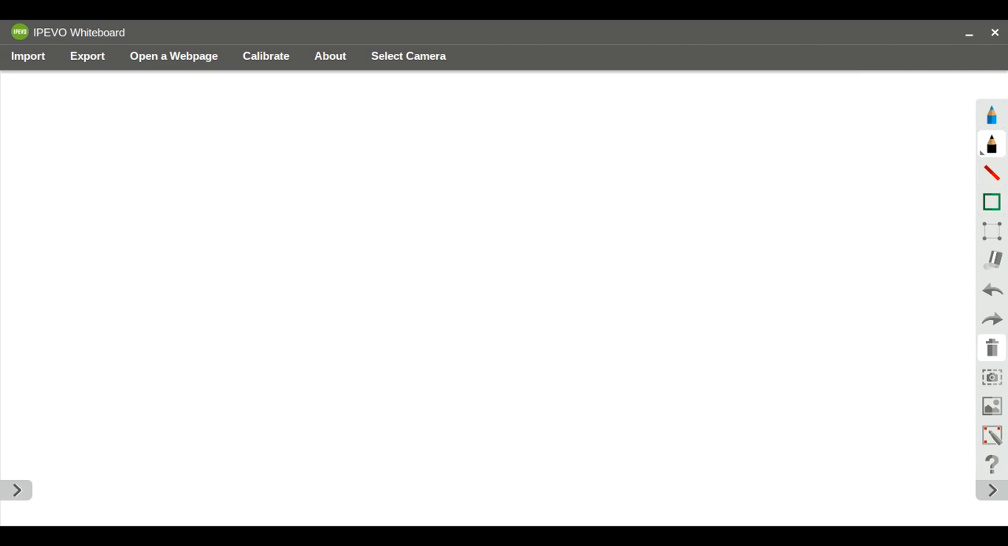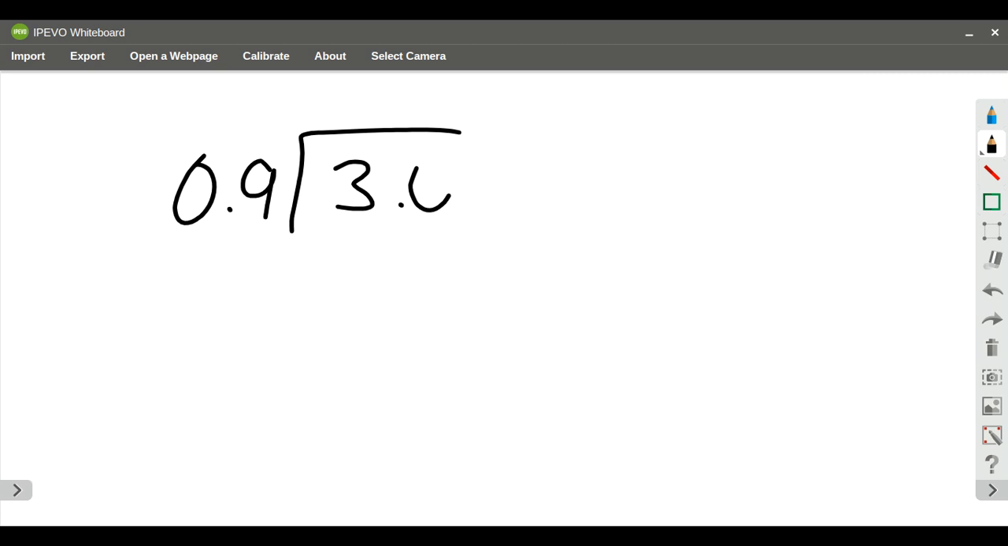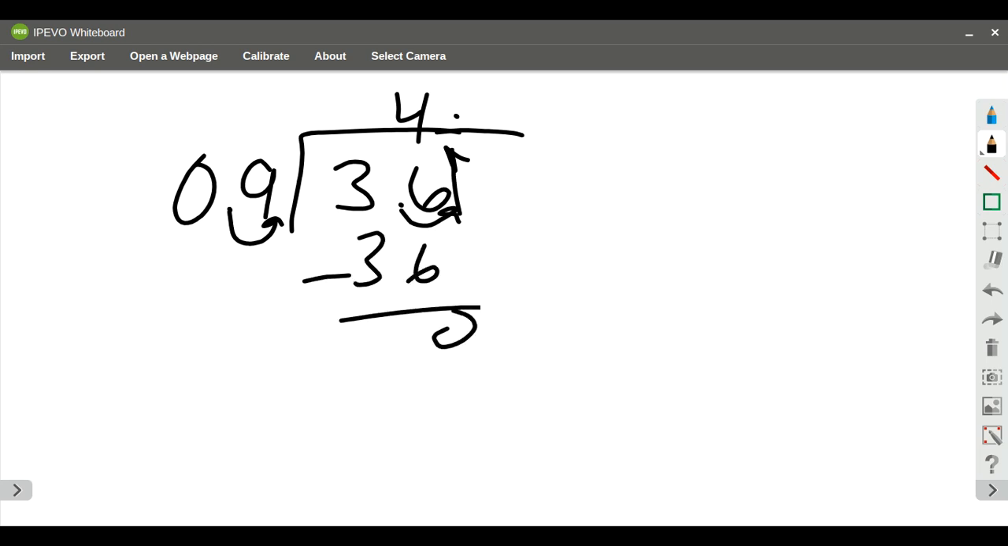All right, if we take a look at number 5, I have 9 tenths that I am dividing into 3 and 6 tenths. So I have a decimal in my divisor, so I need to move it over 1, which means I need to move this over 1 and up. So my decimal is going to go straight above the 6. 9 goes into 36 4 times. 9 times 4 is 36. Subtract, 0. So my answer is going to be 4.